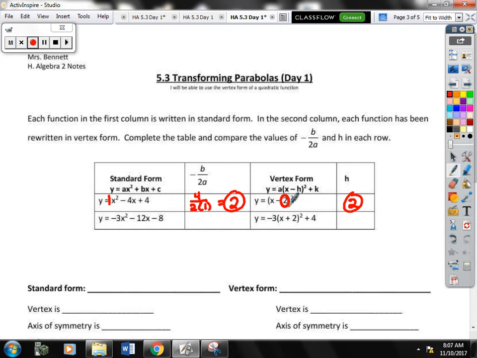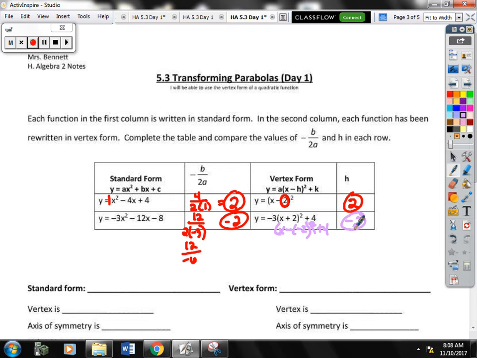If we were to do the next one, we would do negative b, which would be positive 12, over 2 times negative 3, which would get us 12 over negative 6, which will get me negative 2. And the second one, vertex form, again, we're looking at what h is. Now h looks like it's 2, but the formula is supposed to be x minus h. So this is really x minus a negative 2 squared plus 4. So the value here would be negative 2. And you can see that those match up.